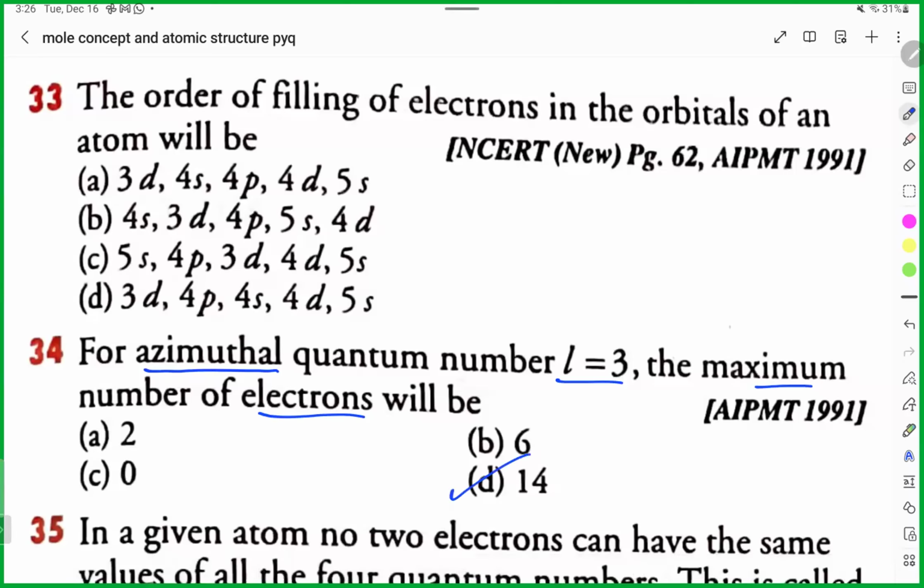Answer will be 14, guys. Why? For F, the L value is 3, and in F you have 14 electrons.